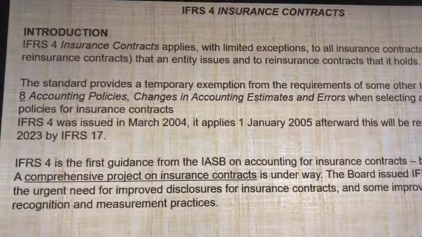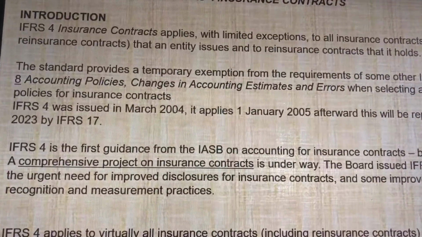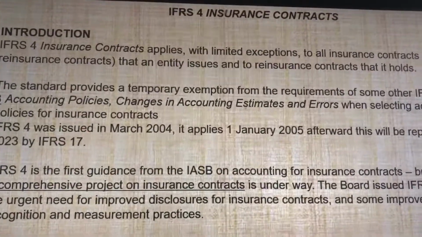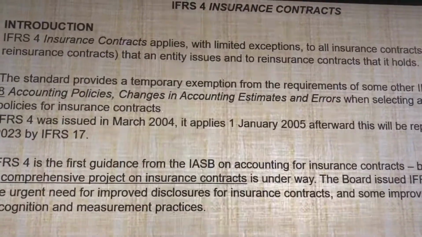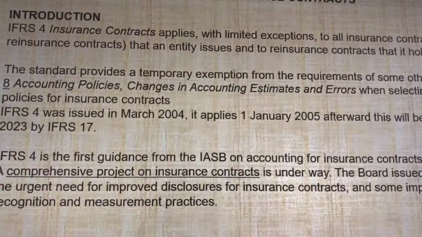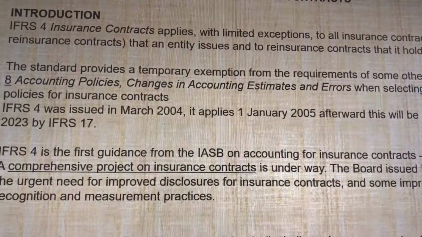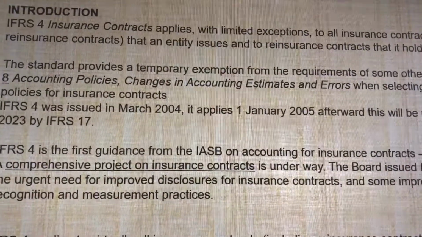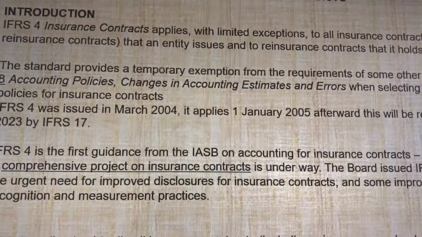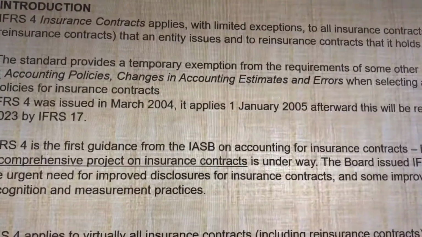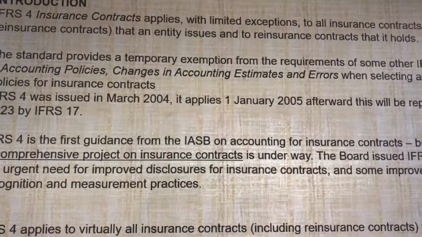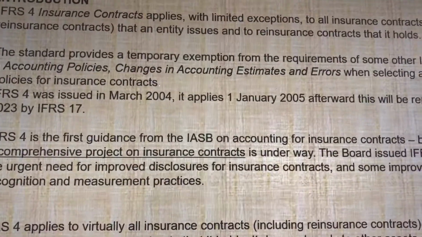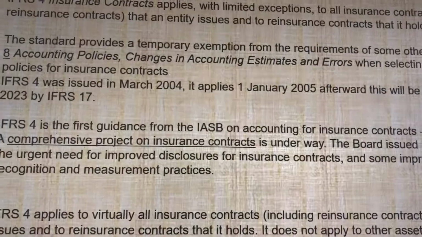Today we are going to continue on our IFRS 4, International Financial Reporting Standard 4, on insurance contracts. So the introduction. IFRS 4, the insurance contracts, applies with limited exemption to all insurance contracts, including the entity that issued the contract and the reinsurance contracts.